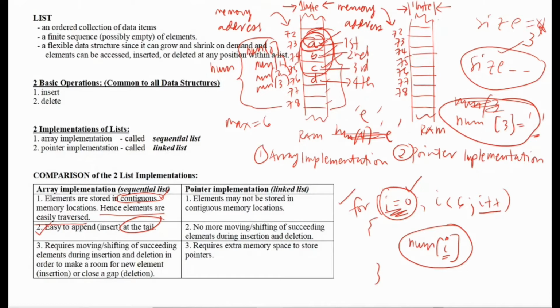The third characteristic of array implementation or sequential list is that you are required to move or shift succeeding elements during insertion and deletion in order to make room for a new element. That is when you're going to insert, or to close a gap when you perform deletion, just like what I have already described to you last time. So these are the 3 characteristics of array implementation or sequential list.